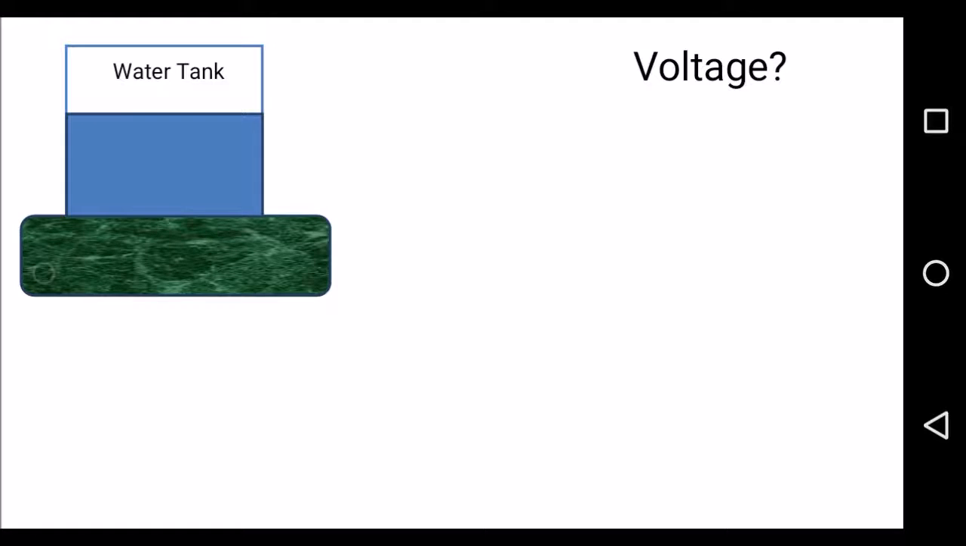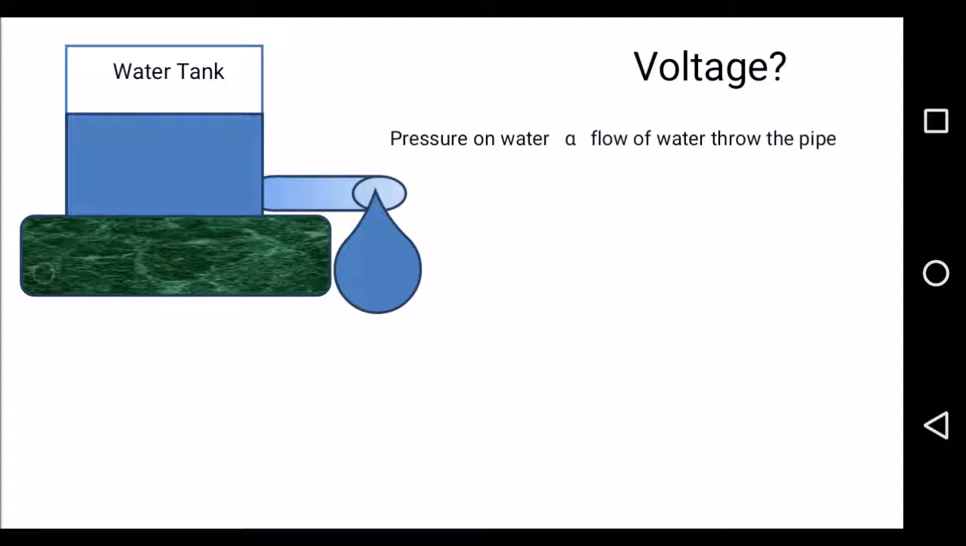What is voltage? To understand voltage, you have to understand this. This is the slab. On the slab I have put a water tank, and the water tank is filled with water, and I connected a pipe to the water tank. As I connected the pipe, water will flow through it. The amount of pressure applied on the water in the tank is directly proportional to the amount of water that flows through the pipe. If we increase the pressure on the water, then the amount of water flowing through the pipe will also increase.